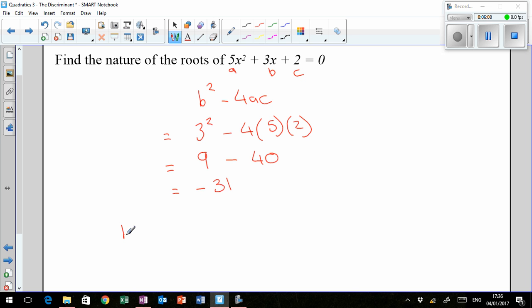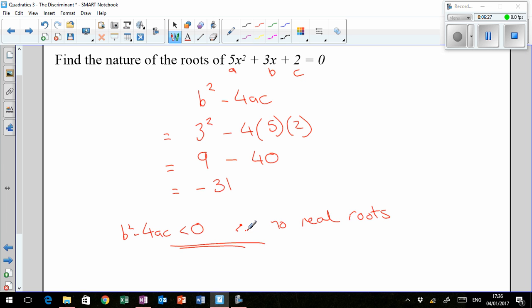Now your statement should be that the discriminant is less than 0, therefore no real roots. That's the statement that you have to make to get your marks.